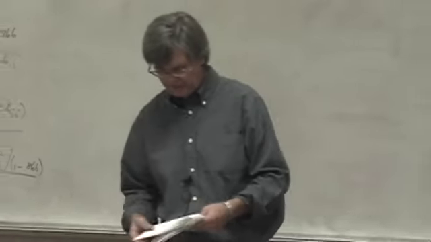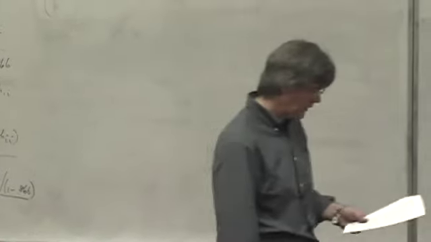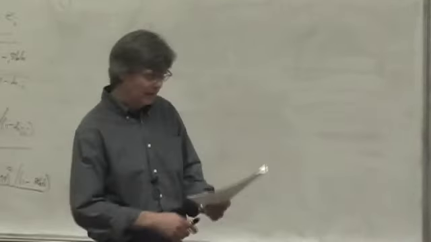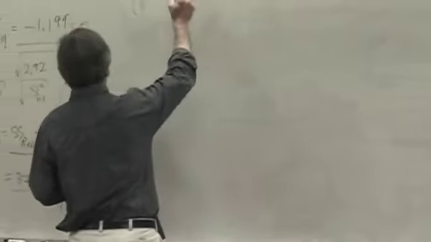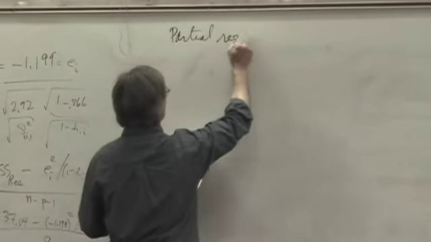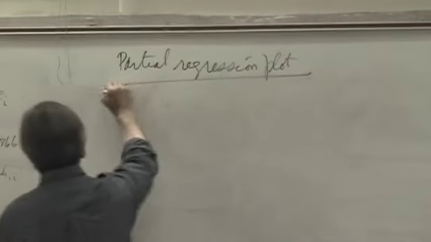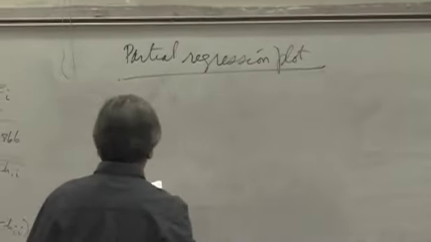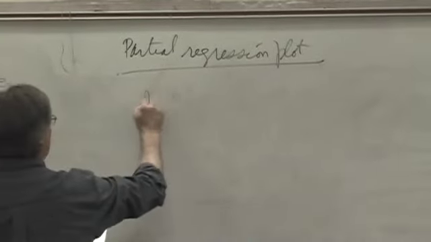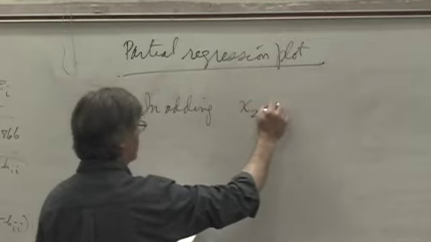Okay, that's correct. This is useful for considering whether to add a variable to a given model after other variables are already in the model. So it's a question of whether I should add another variable in. It's a visual inspection. Okay, here's the method. Let's just consider adding x2, a second regressor, after x1.